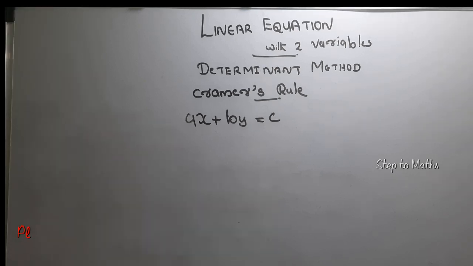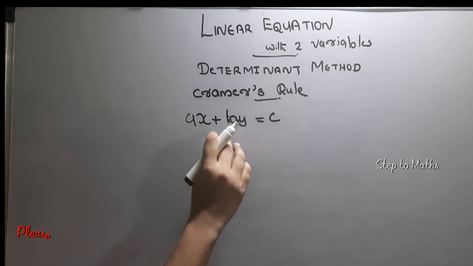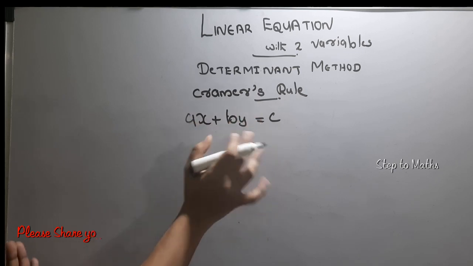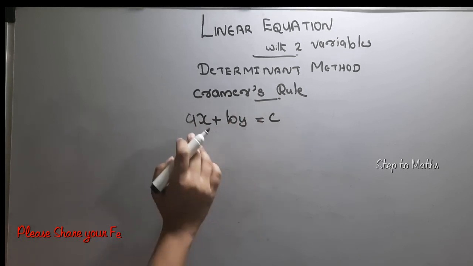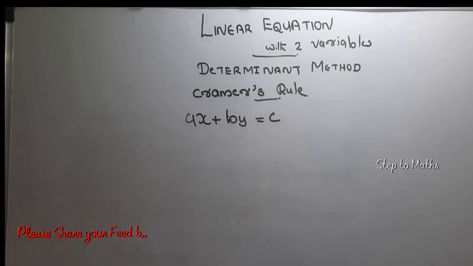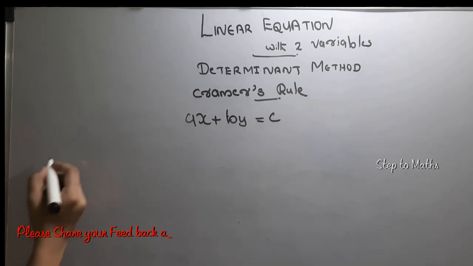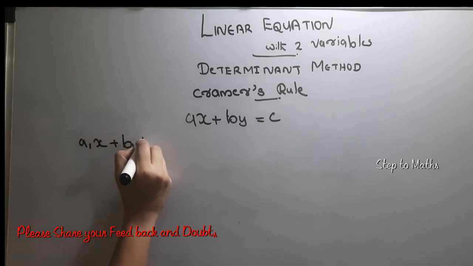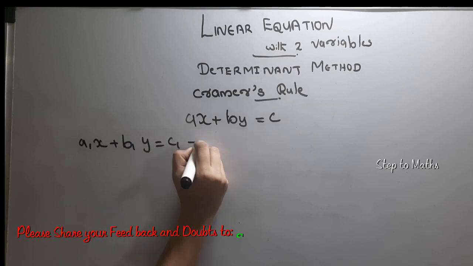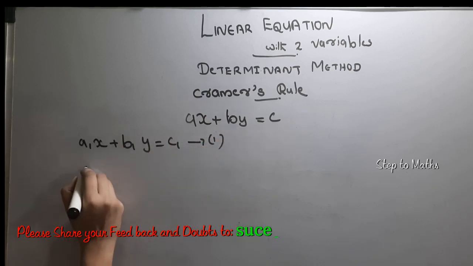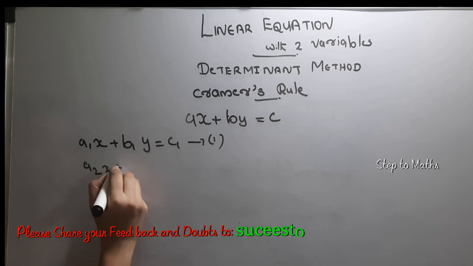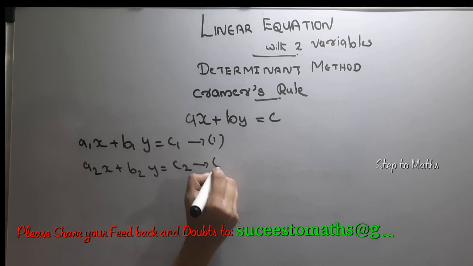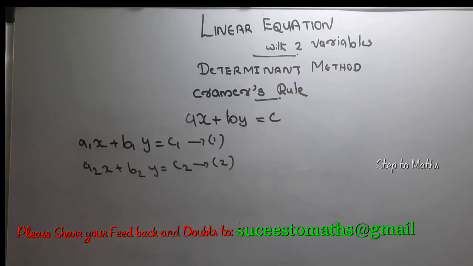Now, move to Cramer's rule. ax plus by equals c is a linear equation with two variables x and y, where a, b, c are real numbers. Now, consider simultaneous equations. That is, a1x plus b1y equals c1 is the first equation, and a2x plus b2y equals c2 is the second equation.